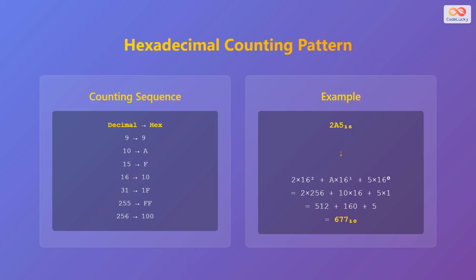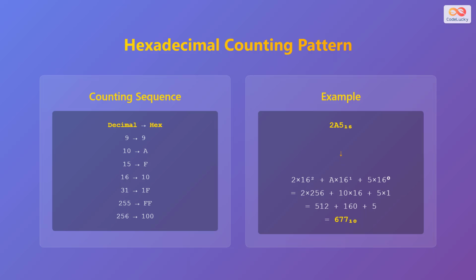Here's the counting sequence in hexadecimal. 9 in decimal is also 9 in hexadecimal. 10 becomes A, 15 becomes F, 16 becomes 10, 31 becomes 1F, 255 becomes FF, and 256 becomes 100.